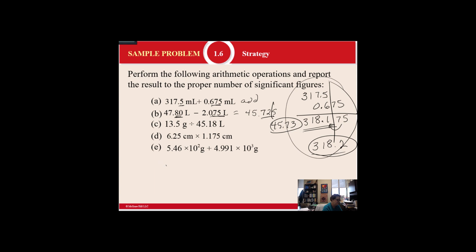6.25 times 1.175 is going to equal 7.343 out of the calculator. You've got 3 significant figures and 4 significant figures, and so you're only going to be able to have 3. So that's going to be 7.34.